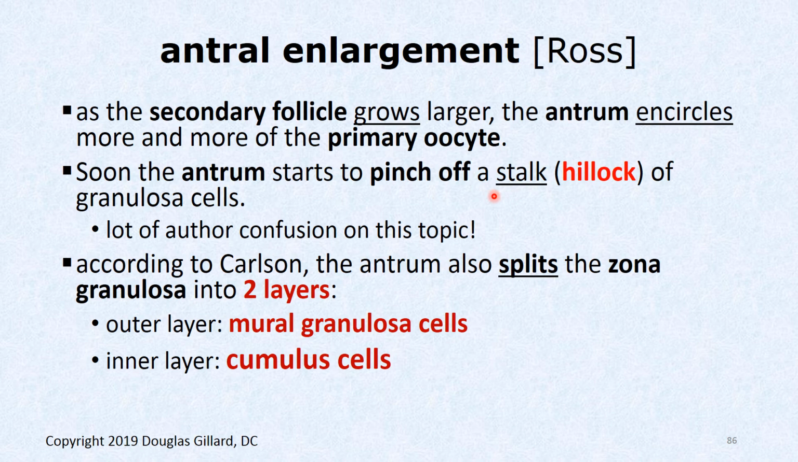So the antrum starts to pinch off a little stalk, almost like what's going to form the umbilical cord. There's a connecting stalk, but this one's called a hillock, and there's a little confusion on this as well. I'll show you a picture in a minute. A lot of confusion here. According to Carlson, though, the antrum really has split the granulosa cells into 2 layers, and therefore we have 2 new layers. The cumulus cell layer and then the mural granulosa cell layer are the 2 new layers.